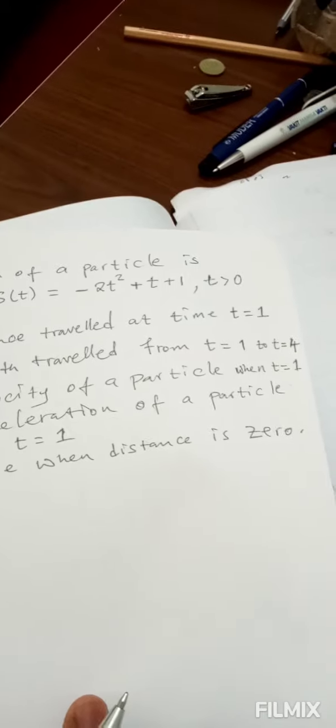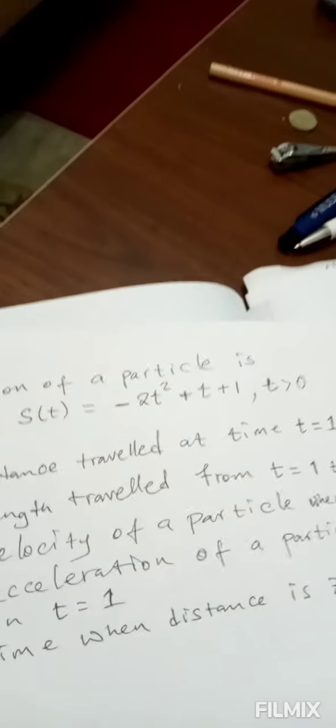Now the other thing is, let's find the length traveled from 1 to 4. Let's suppose we have 1 here, and then we have 4 somewhere here. I don't know, I'm just supposing that's where 4 is. Now let's find the distance traveled from time equal to 1 to time equal to 4.